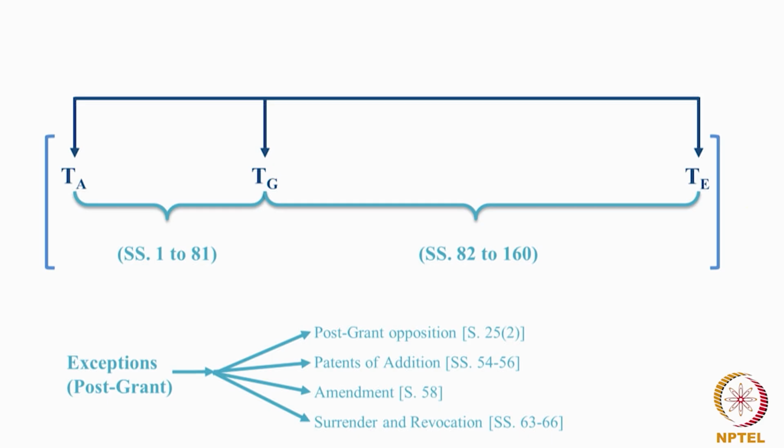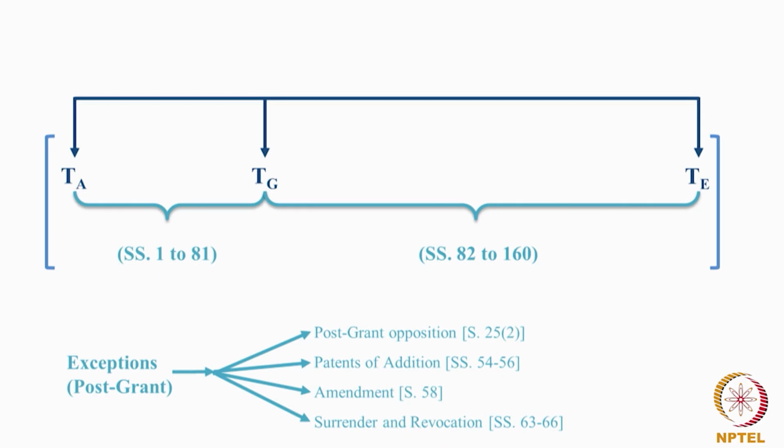Amendment under section 58 is not an amendment that takes place before the patent office. It's an amendment that can take place before the Intellectual Property Appellate Board or the High Court. Though it comes within sections 1 to 81 in the scheme that we had mentioned, amendments at the IPAB or the High Court happen after TG.